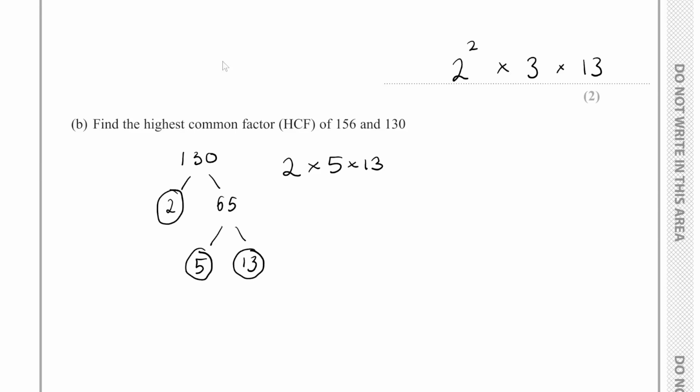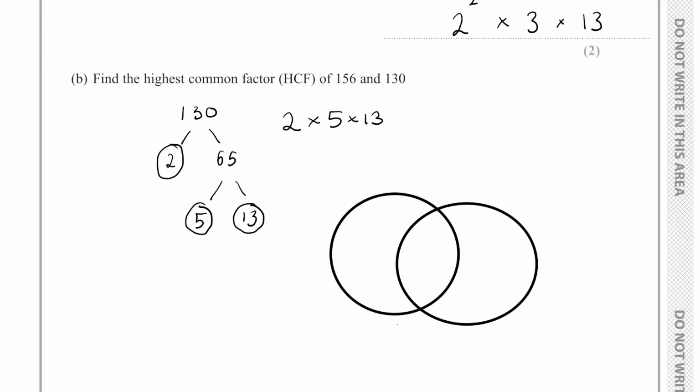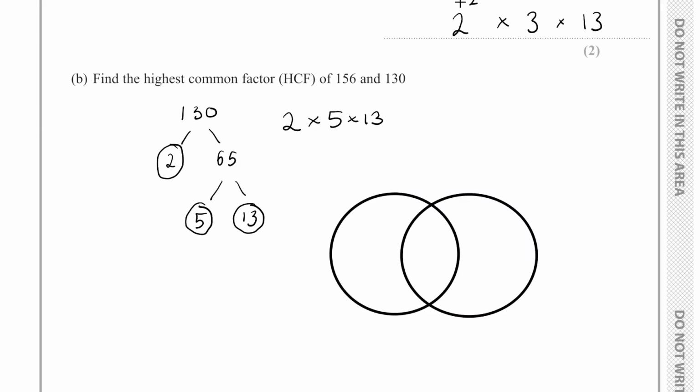I'll draw a Venn diagram. So one circle for 156, one circle for 130. So I'll have 130, 156. What do they have in common? They have a 2 and a 13. And then 130 has also got a 5. That's the whole of 130. 156 has got another 2 and a 3.